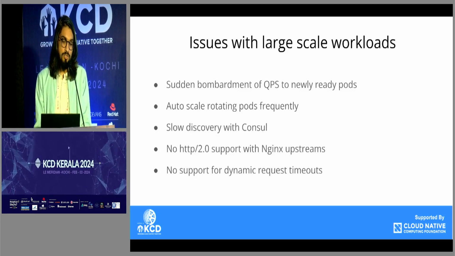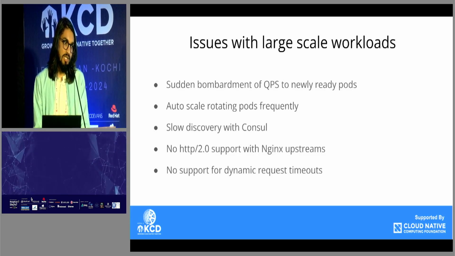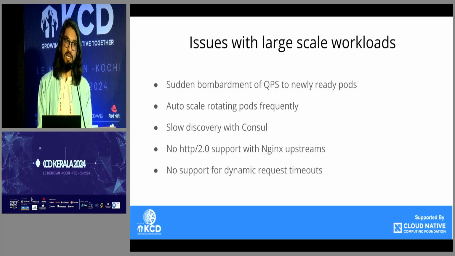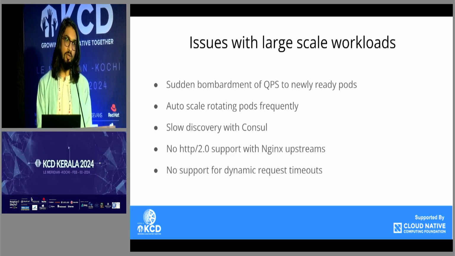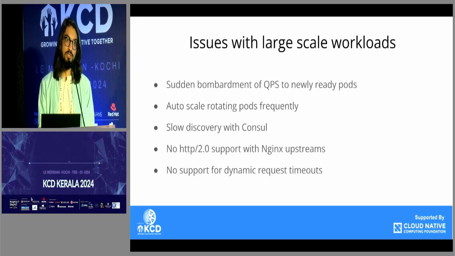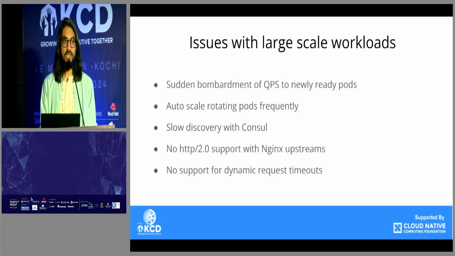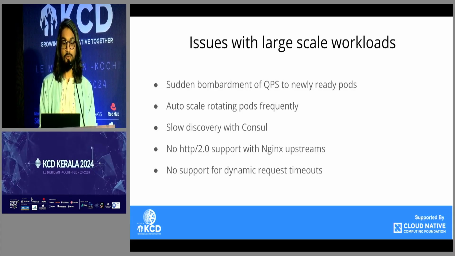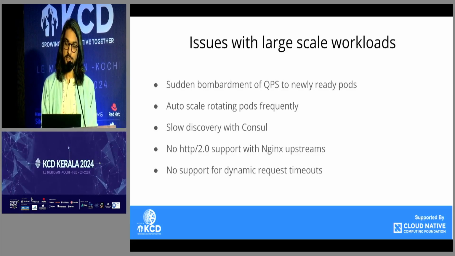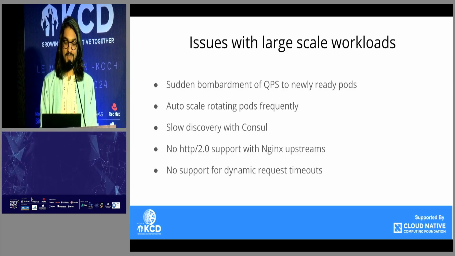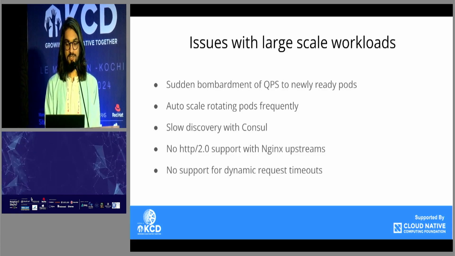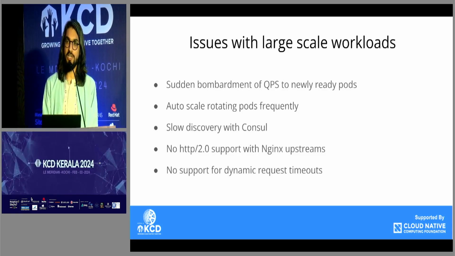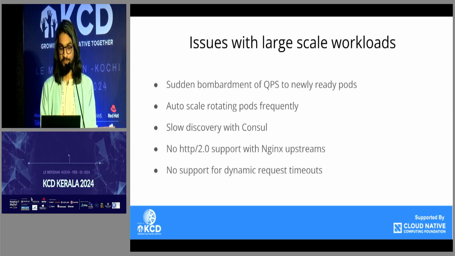The third thing we found out is that our discovery of pods with Consul was slightly delayed, like 30 seconds or so. So our NGINX load balancer was sending the traffic after 30 seconds or so. When we were investigating this issue, we also got to know this. Then there is one issue with NGINX: it does not support HTTP2 with the upstreams, but our workloads are ready to accept HTTP2 requests.